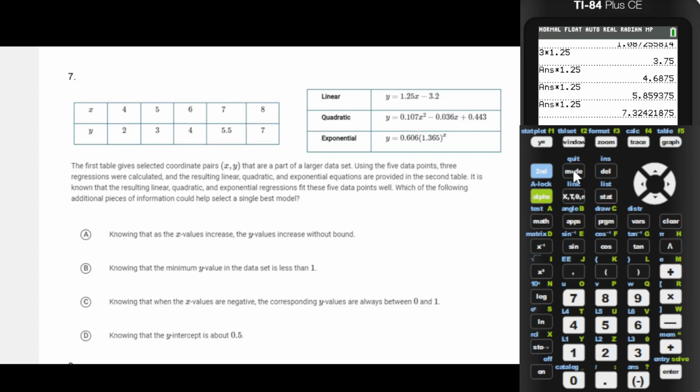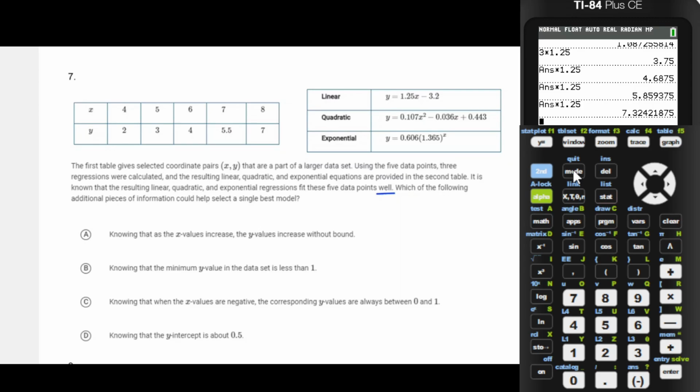All right, number 7 is the first table giving coordinate pairs that are part of a larger data set. Using the 5 data points, we did 3 different regressions. It is known that using linear, quadratic, and exponential fit these 5 data points well. So which of the following additional pieces of information could help select a single best model? In AP Precalc, that's going to be a residual plot.